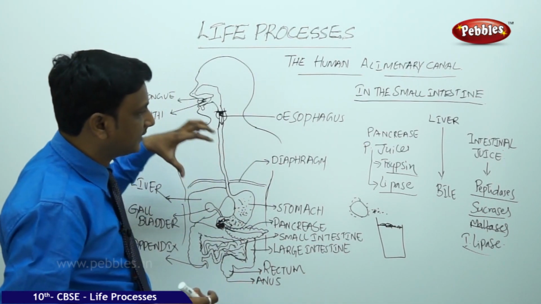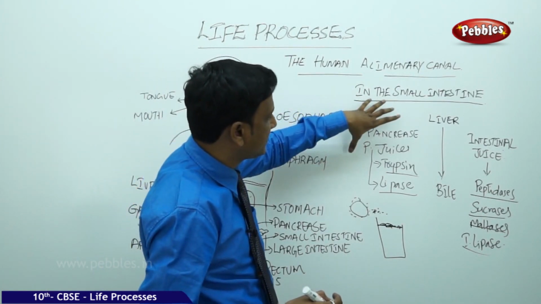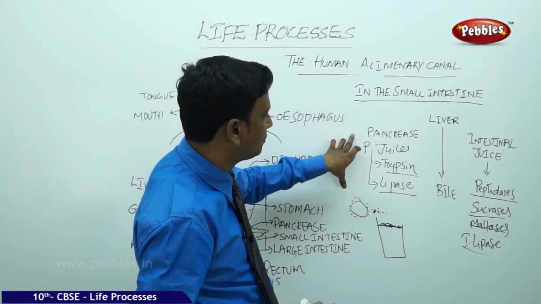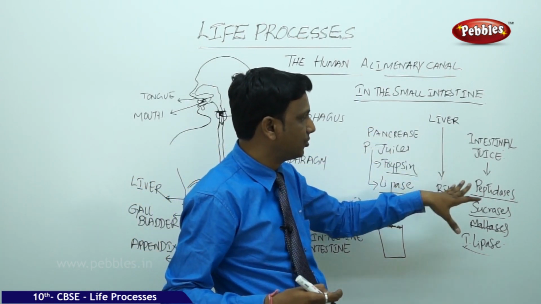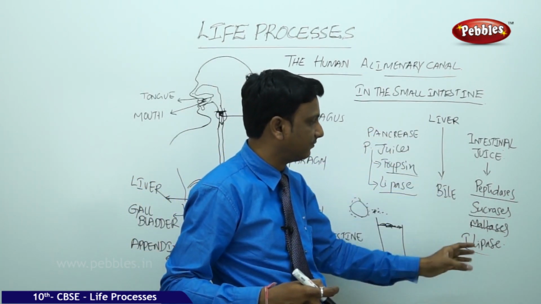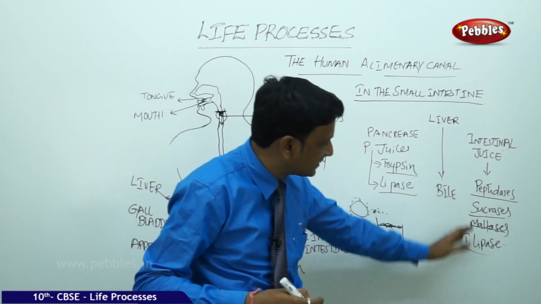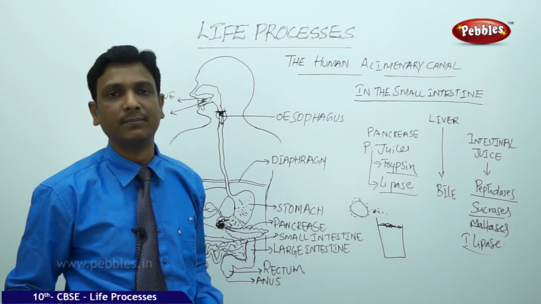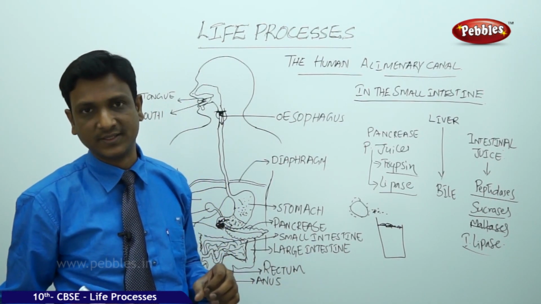So for this complete process of digestion in the small intestine, these glands and their secretions are helping. Pancreatic juices, and the liver secretes bile, and intestinal juice or succus entericus consists of these enzymes which digest the food completely. So the digestion of the food completes in the small intestine.